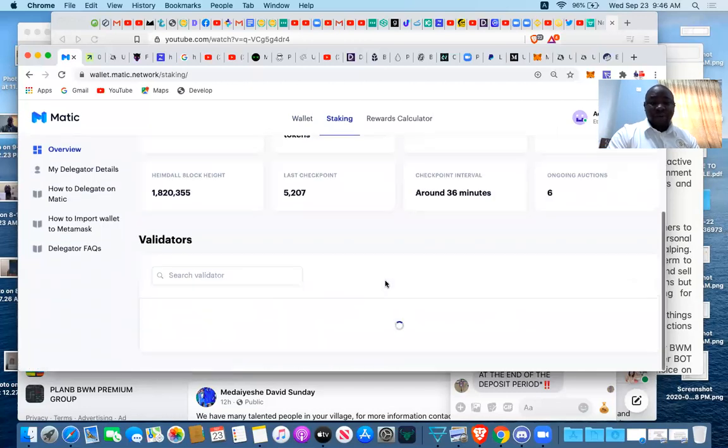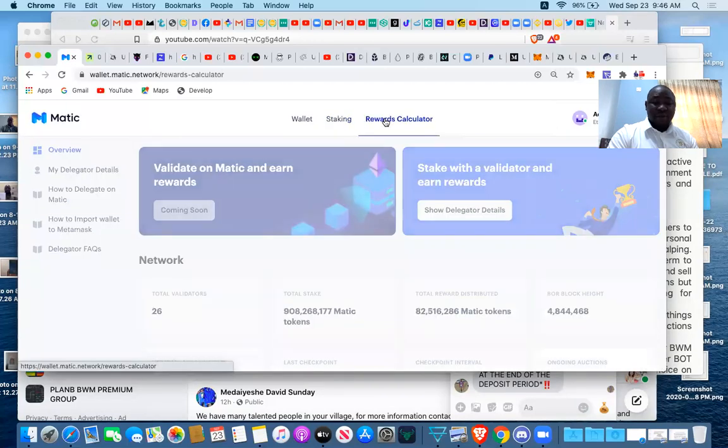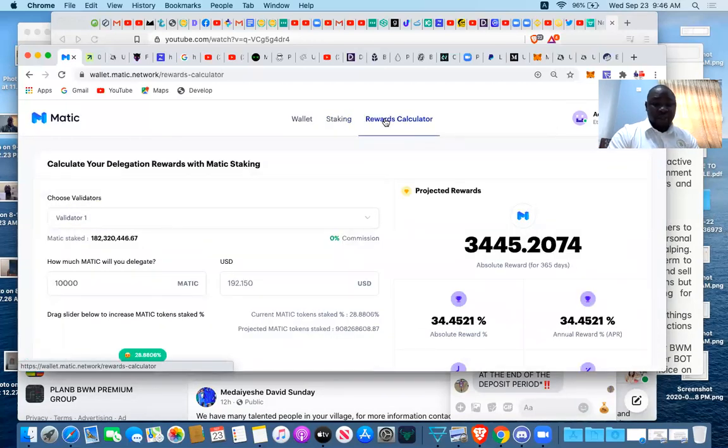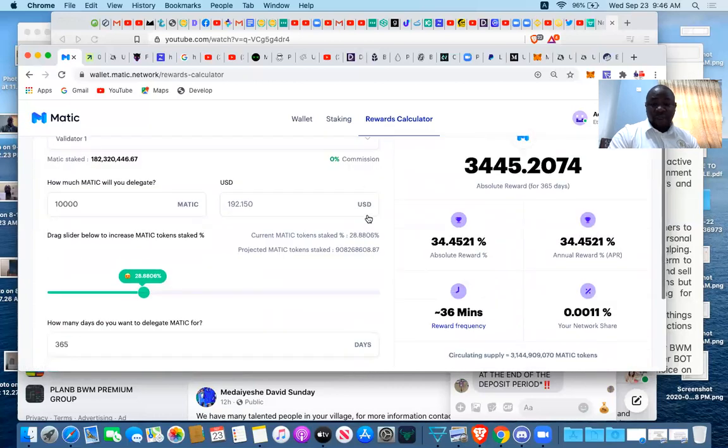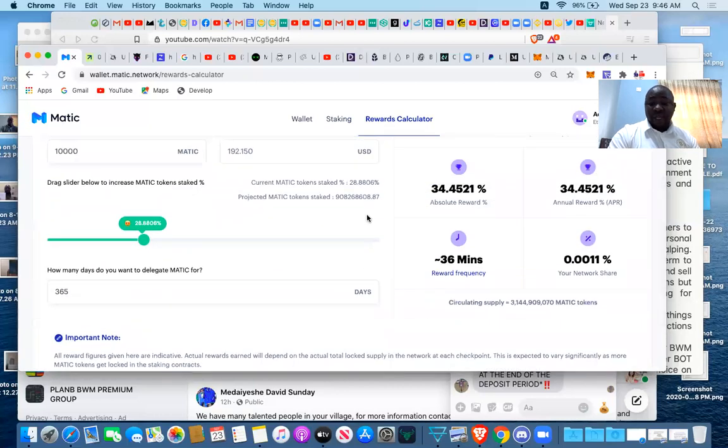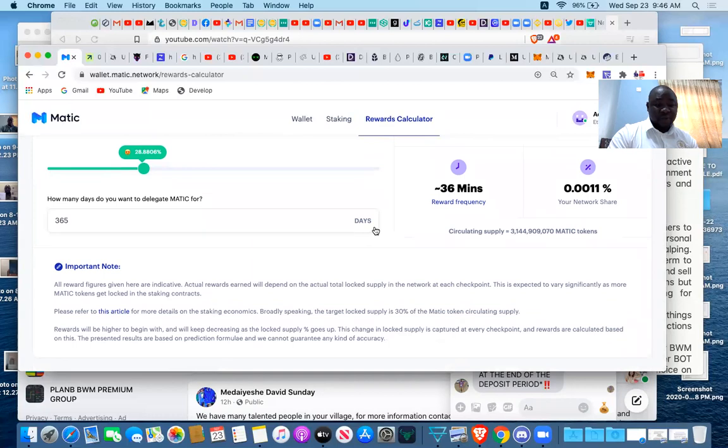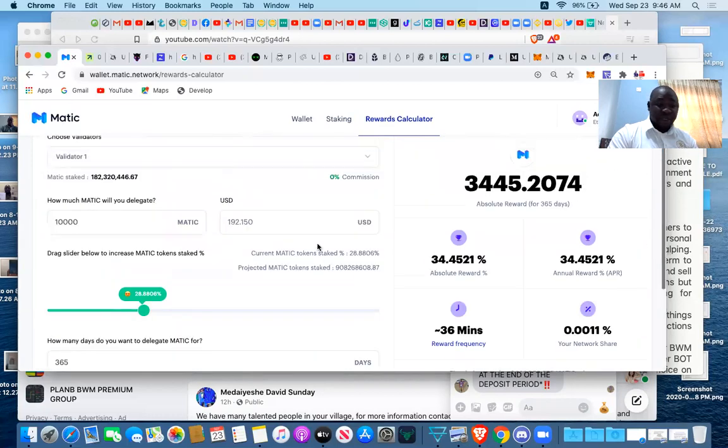Now, sometimes you can come to calculate, but mine will not show because my own calculation has been reducing since I started for long. It's usually 40%. So right now, that means I've done about 6% out of my 40% for a year. But it was 40% reward before, so 34.1. I've done 3 point something percent of my 365 days of staking.